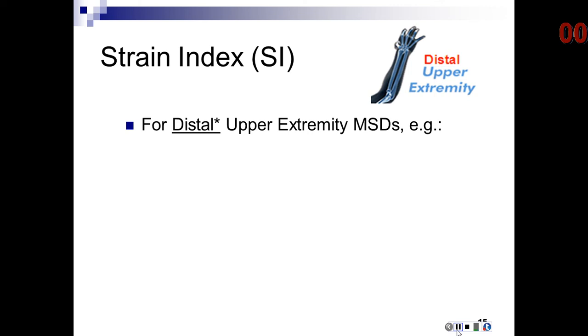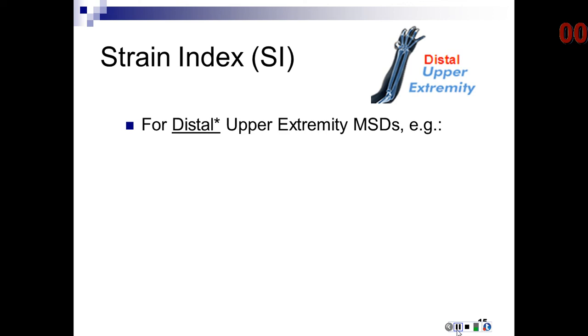Distal means further away from the body. If you've had an anatomy class, they probably talked about distal body segments and proximal body segments. Distal is further away, proximal is closer, and so looking at your arm, your lower arm to your hand to your fingers is the distal, the further away body segment.